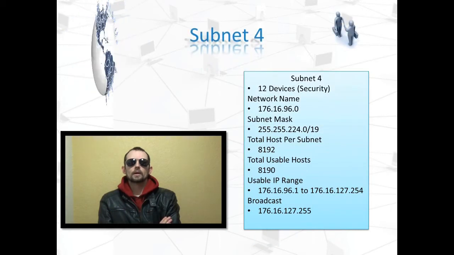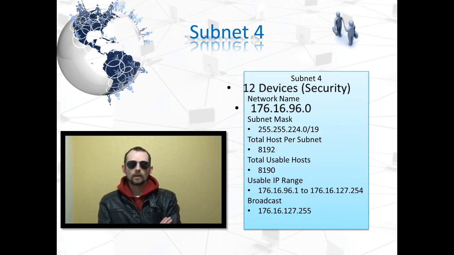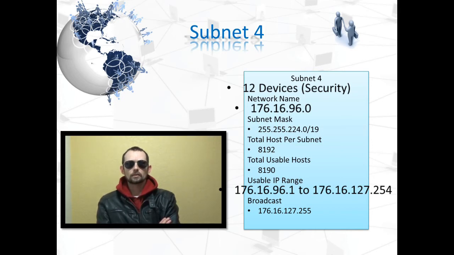For the next subnet we're talking about security. Every dirty bastard needs security. In this subnet we'll be dealing with 12 devices. The network name on our security network will be 176.16.96.0. The IP range, with the last 2 octets being different, is 96.1 through 127.254. Our broadcast on our security network is 127.255. Any questions?